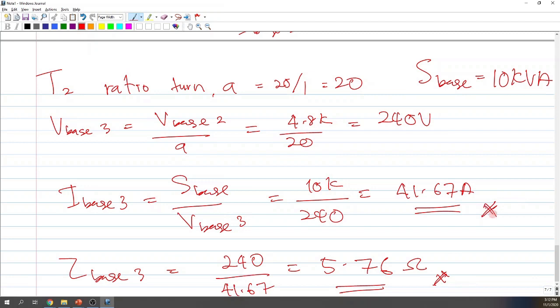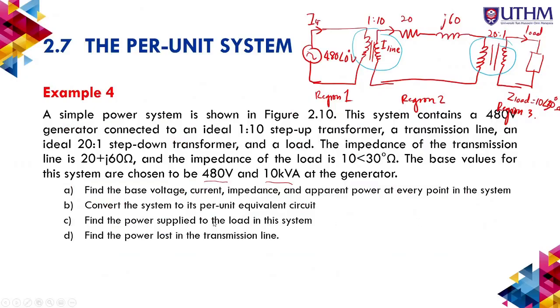If we look here, it is similar to the equivalent circuit earlier. It refers to the primary and then refers to the secondary, it is actually quite the same. So that is for the first question, question A: find the base voltage, current, impedance, every point in the system.